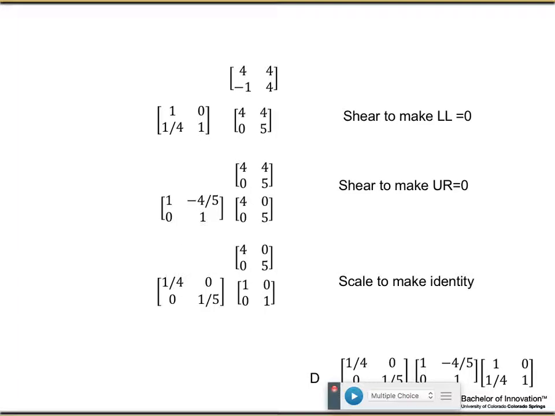Okay? So if I take the first row, 4, 4, I multiply it by a quarter, I get 1, 1. Now I'm going to add it to the bottom row, and I'm going to look at that. I'm going to have 1 minus 1, I'm going to cancel out, I'm going to get 0. And for the bottom one, I'm going to get 4 plus 1 is 5.